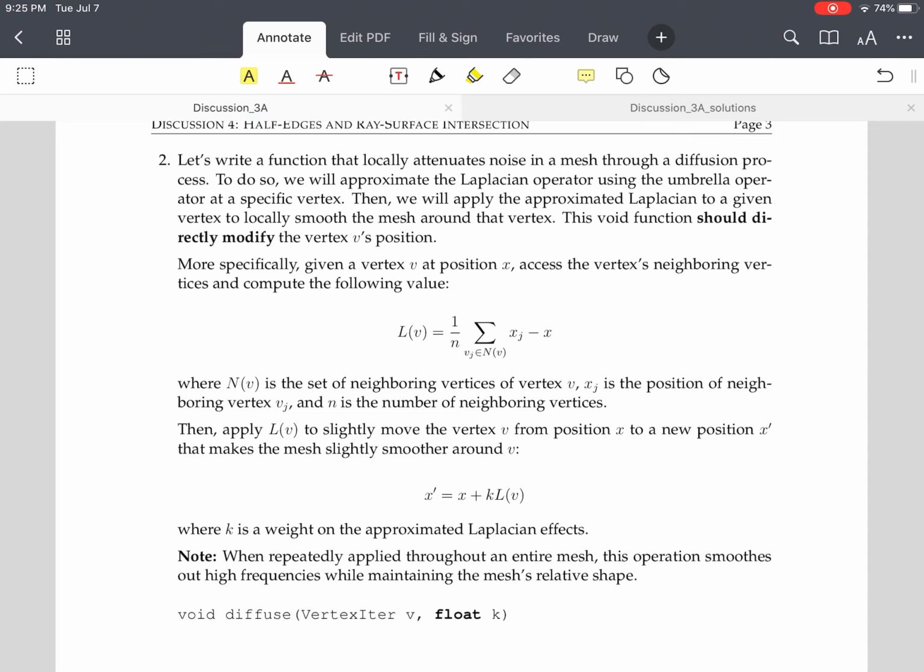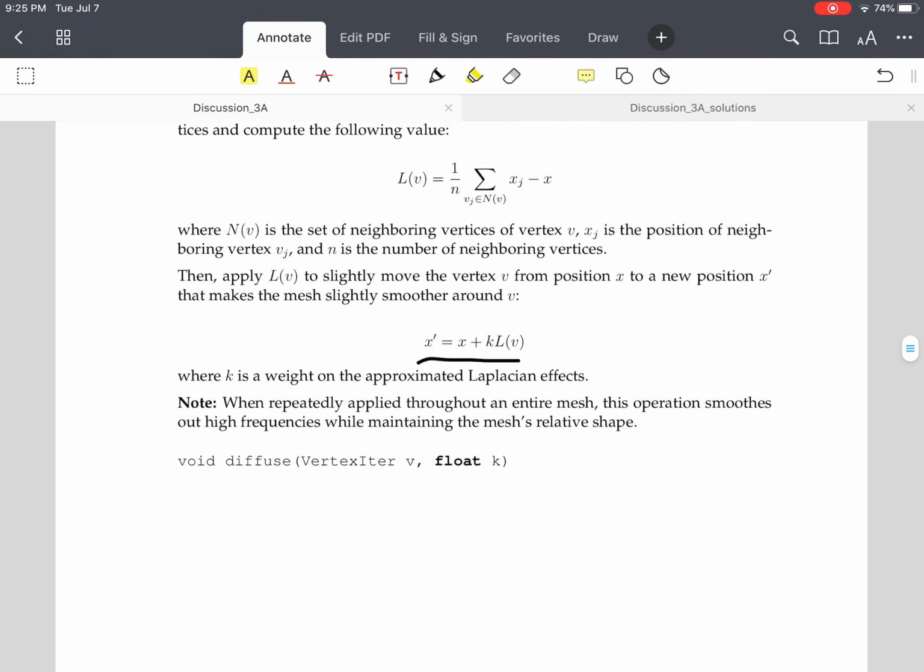So more specifically, this equation basically is the math of what we're doing. We're going to all the neighboring vertices, subtracting the position, so find the difference, average that, that's the 1 over n, and then we're using this rule down here to find a new position, basically. We're just slightly moving it towards the average of the positions to smooth the mesh out in total.